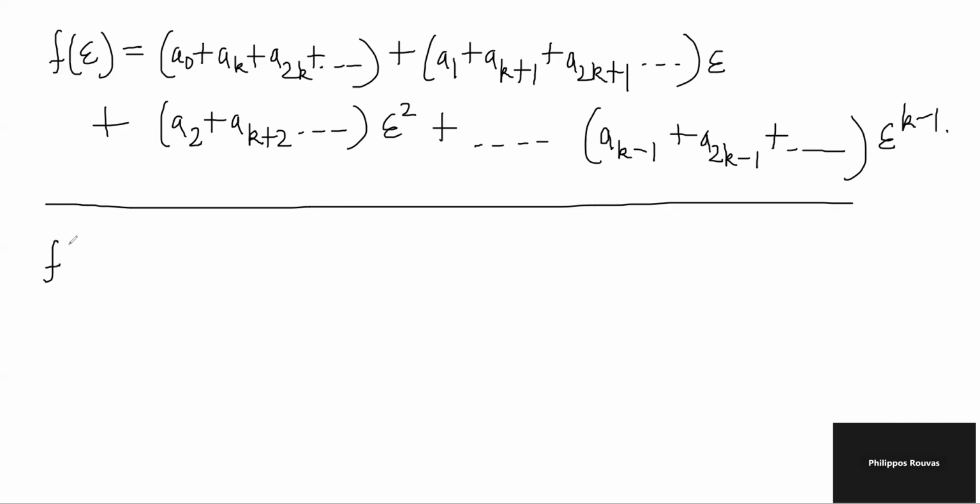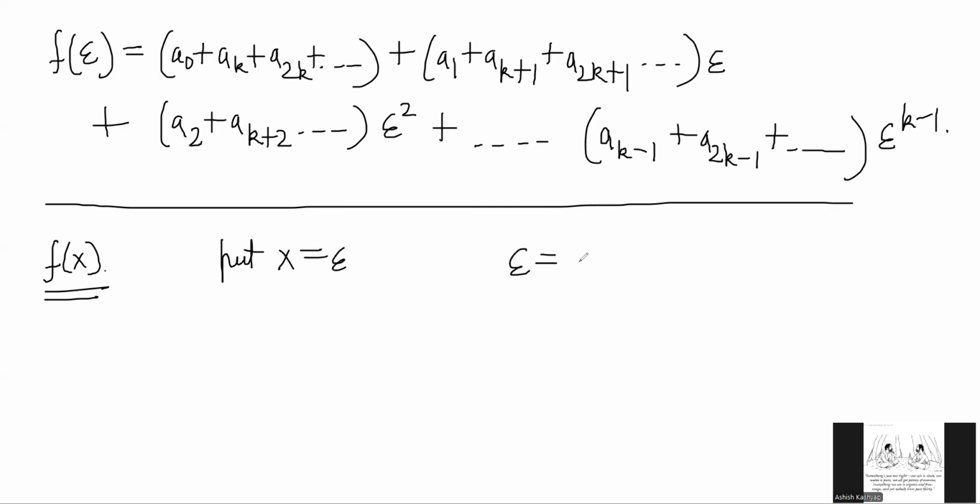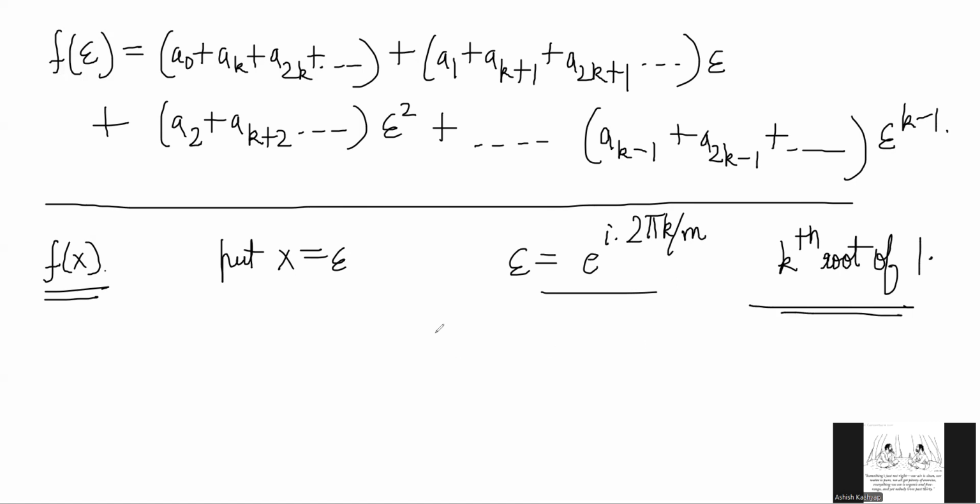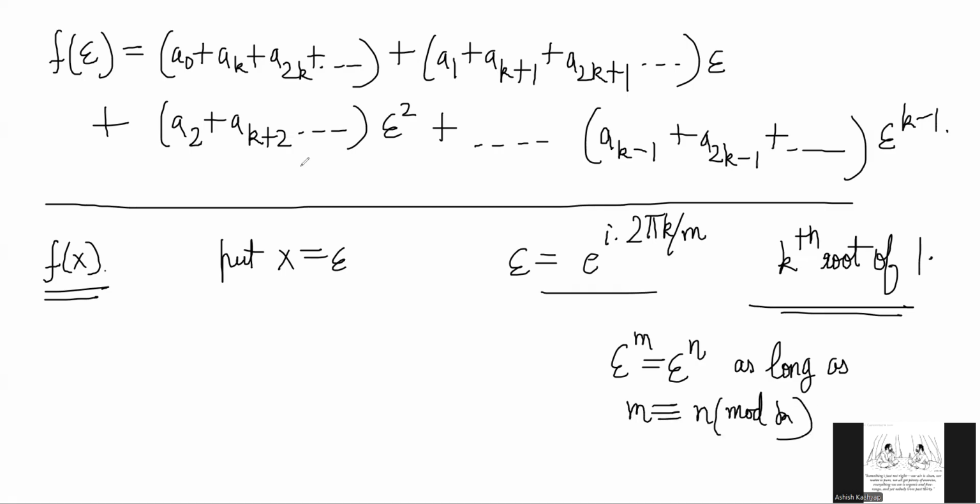I took my initial polynomial f of x and I have put x is equal to epsilon, where epsilon was e power i 2 pi by k. This is the kth root of 1, complex root of 1. And because e power m is equal to e power n, as long as m is congruent to n modulo k, therefore I'm able to group them together like this. Is it clear right now what I have said so far?